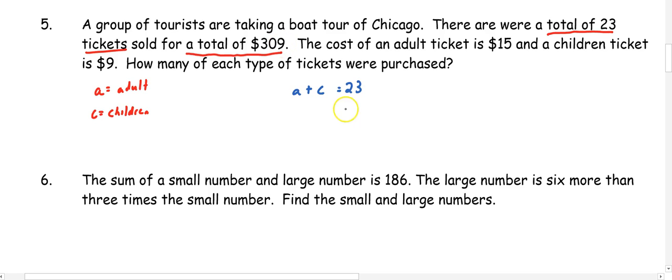Then we also have this total of money, $309. So again, we can't just do A plus C. We have to include, because it's money, how much each ticket is costing per that person. So for an adult, it's $15, so we would have 15A. Plus, for a children's ticket, it's $9, so we would have 9C.